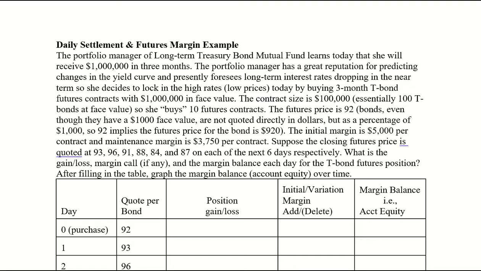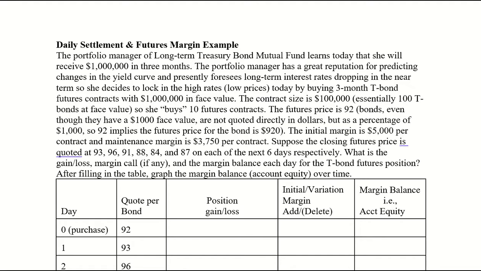The portfolio manager of a long-term Treasury bond mutual fund learns today that she will receive $1 million in 3 months. Okay, so you have a portfolio manager. What's she managing? A portfolio of bonds in a mutual fund that's called a long-term Treasury bond mutual fund. Okay, she's managing a portfolio. She expects to get $1 million in 3 months.